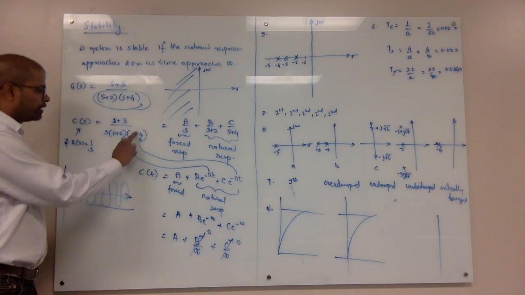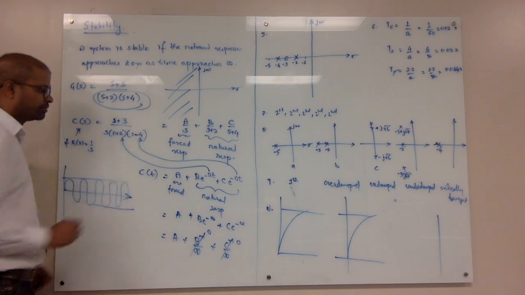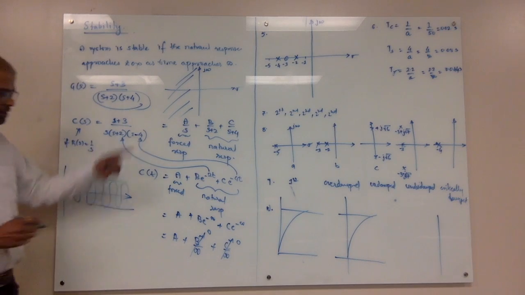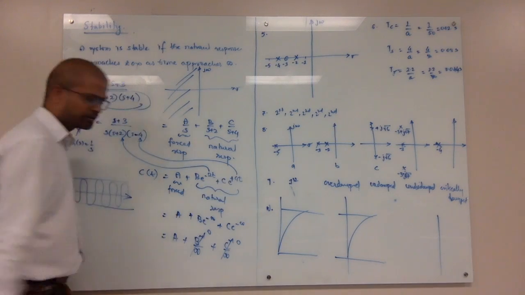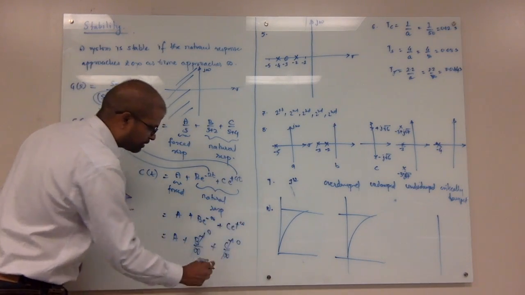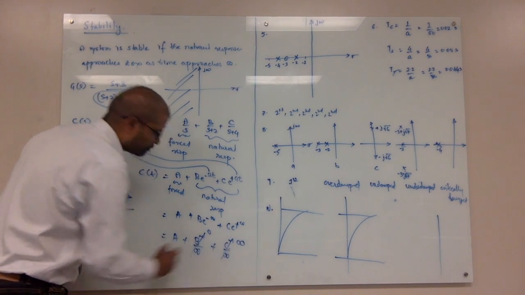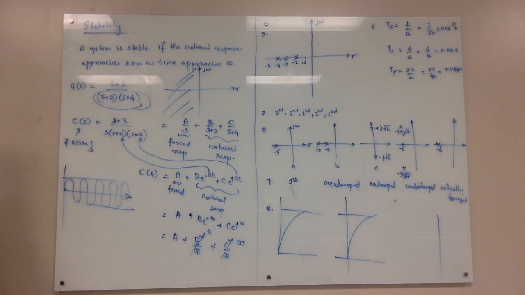If this root had been minus, this will become plus, this will become plus, this will become infinity. This system is not controllable. So where will this pole be? On the right half plane. So this system is unstable. We don't talk about control for unstable systems.